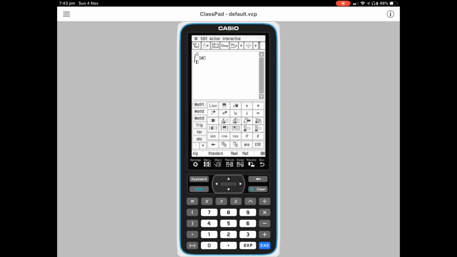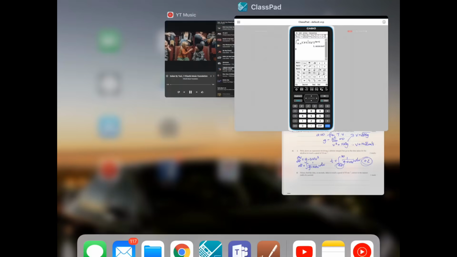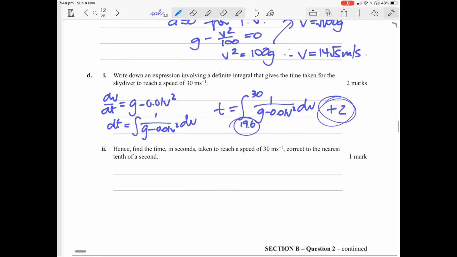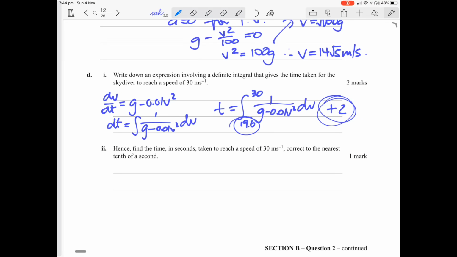Okay, so 19.6, 30. Okay, let's have a look. Integral 19.6 to 30 of 1 on 9.8 minus 0.01 x squared dx plus 2. 5.800 to the nearest tenth of a second. 5.8 seconds.